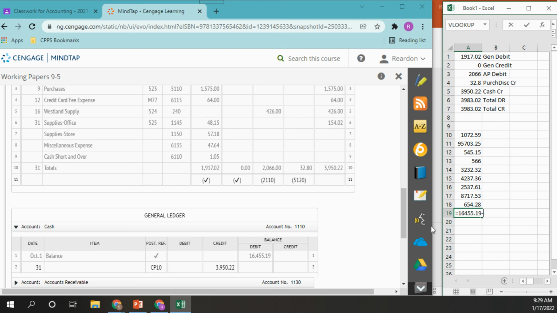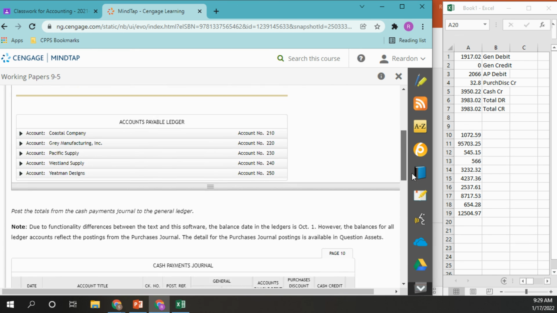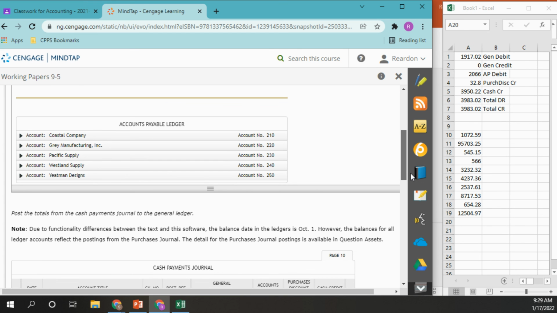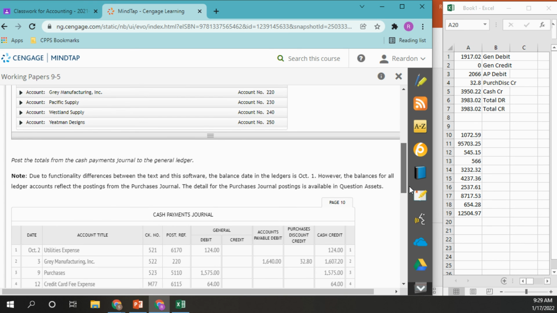16455.19 minus 3950.22, 12,504.97. Okay, and then account number 1110. Cash payments 10. We did that. That looks good. All right.